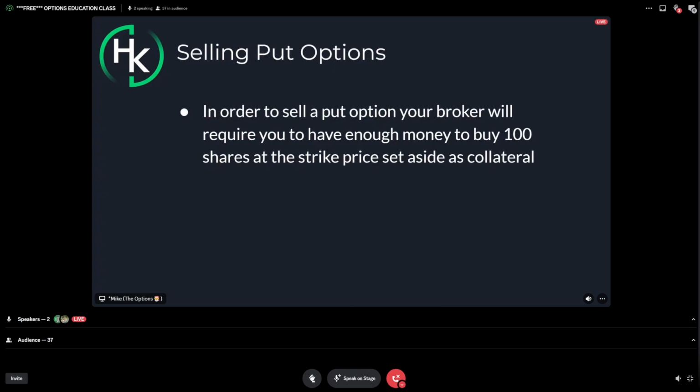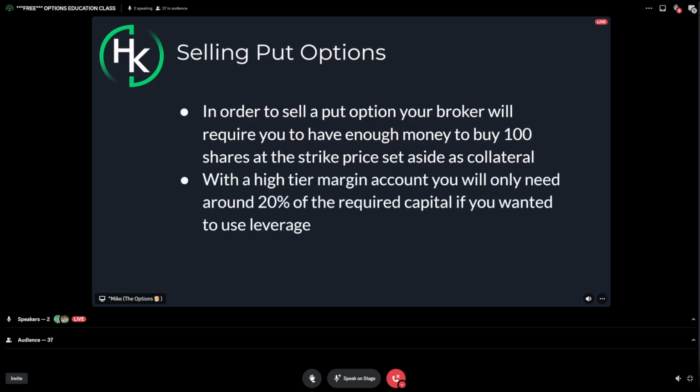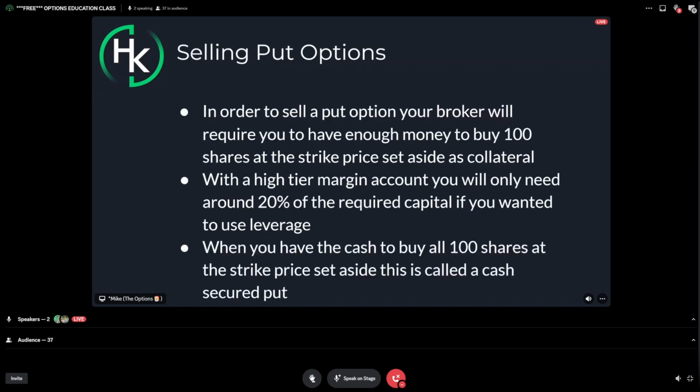So to sell a put option without a margin account, your broker is going to require you to have enough money to buy 100 shares of stock at the strike price, set aside for them as collateral, just in case you are assigned. But if you have a margin account, you're only going to need around 20% of the required capital. If you wanted to use leverage, you can get pretty much 5-to-1 leverage selling options. When you have the cash, though, to buy all the 100 shares at the strike price, that trade is called a cash secured put.